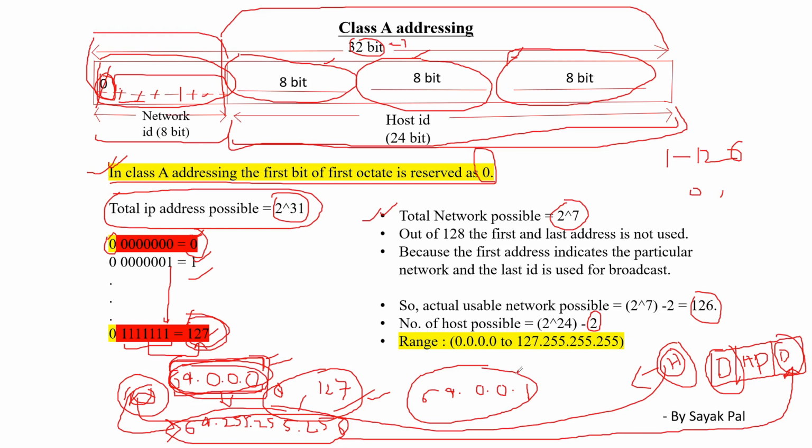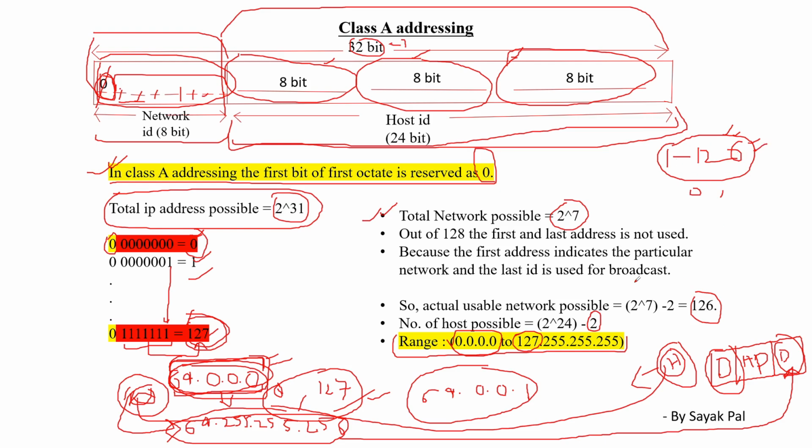Okay, understood. Now what is the range? The range of class A IP addressing is 0.0.0.0 to 127, where the 0 is all IP addresses starting from 0, and 127 is not used, so the actual operational range is 1 to 126. This is the actual range, 1 to 126. The operational range of class A IP address is 1 to 126.